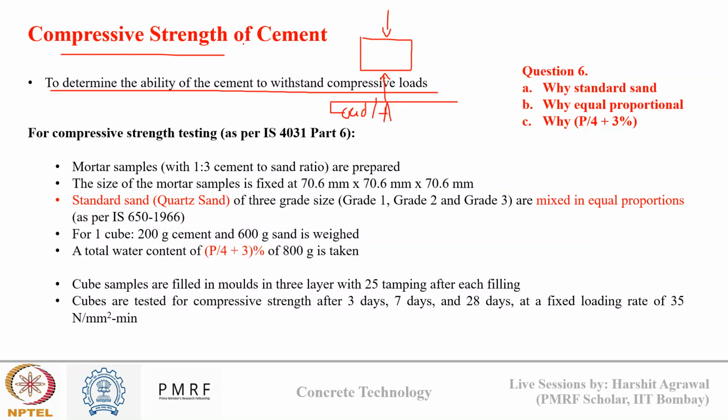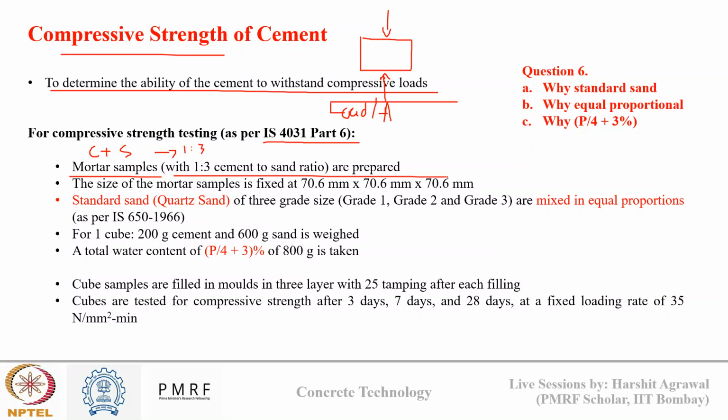Now, to determine compressive strength of cement, we follow IS 4031 Part 6 guideline. It says that we need to prepare a mortar sample, a cement plus sand sample, with the ratio of 1 is to 3 cement to sand ratio.